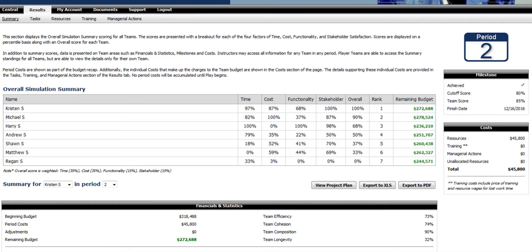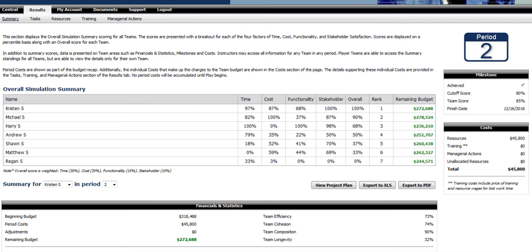But as you can see, Kristen is in the lead because her overall score, based on 35% weighting on time, 35% on cost, and 50% for stakeholder and functionality, gave her the best score. So that's what that means. Doesn't mean that much other than that. But what does matter?